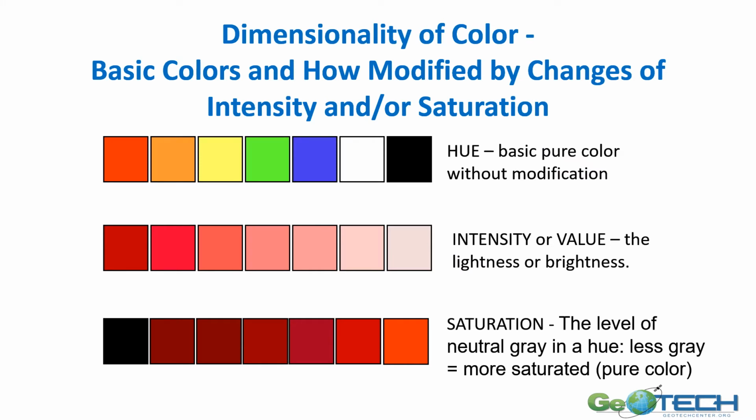This slide looks at the dimensionality of color. Hue is often used interchangeably for color, and it's really the basic or pure color without any kind of modification. Intensity or value is the lightness or brightness of color. And saturation is the level of neutral gray in a hue. So the less gray, the more saturated, or the more a pure color.